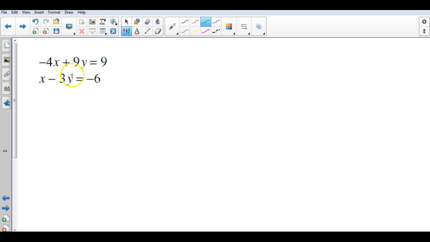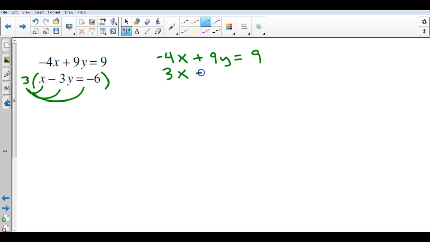So what would I need to multiply this by to get negative 9? And that would end up being 3. So what I'm going to do is bring the top equation over. Negative 4x plus 9y equals 9. And my bottom equation, I'm going to multiply the whole thing by 3. And I end up with 3x minus 9y, and that's going to equal negative 18.